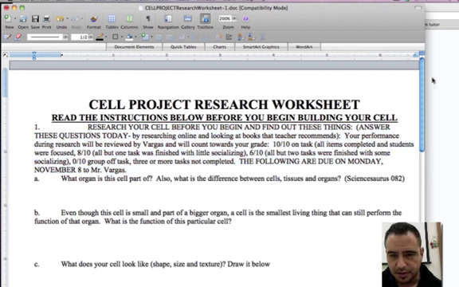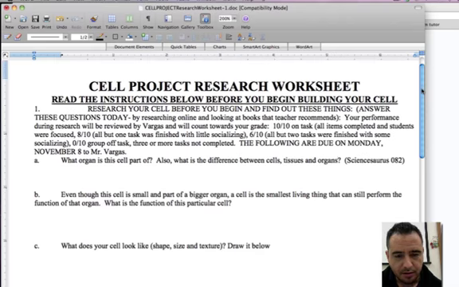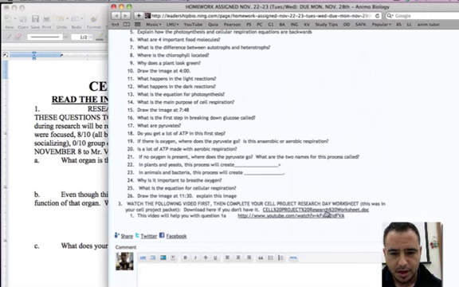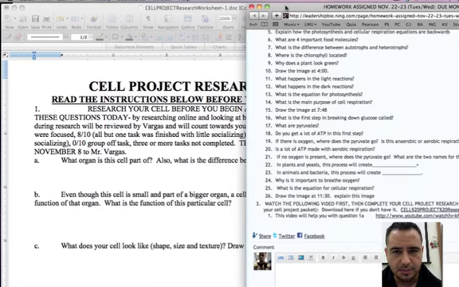So first we need to research our cell. So we have to know what organ this cell is part of, and also what the difference is between cells, tissues, and organs. So here it says Sciencesaurus. That was a book that we were going to use in class, but instead I'm providing you a video. So again, you just go on the homework page, and here's the video that you use for that. So you click on that, and you're going to watch a video that explains that. So that can help you answer number 1.